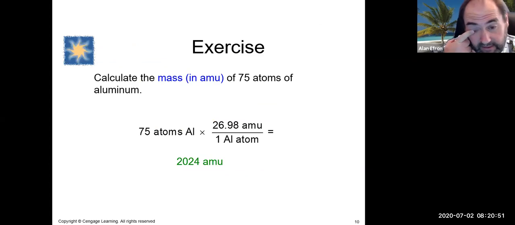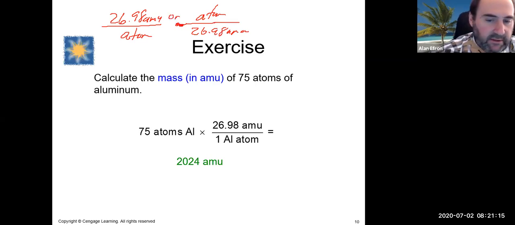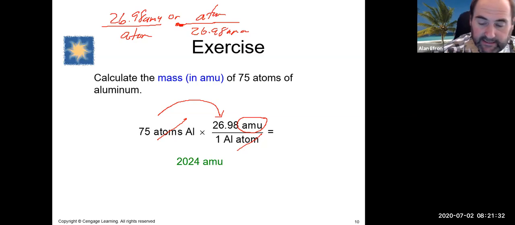Same thing with aluminum. If we go to aluminum, there's 26.98 as its atomic mass. That means there's 26.98 AMU in an atom, or in an atom there's 26.98 AMU. So again, you can get two conversion factors from that. And here again, the atoms will cancel. That's going to leave us with AMU. Mathematically, what we're doing is taking 75 times 26.98 and dividing it by 1 in this case.